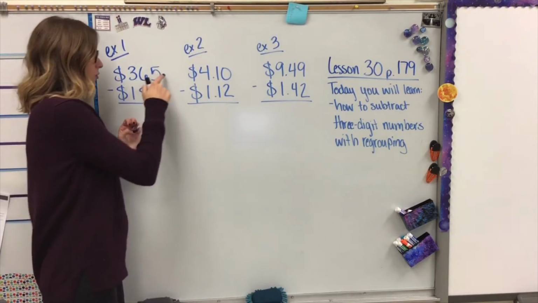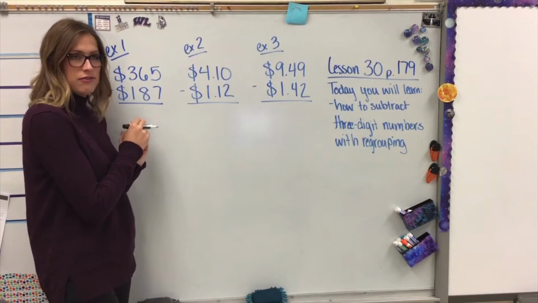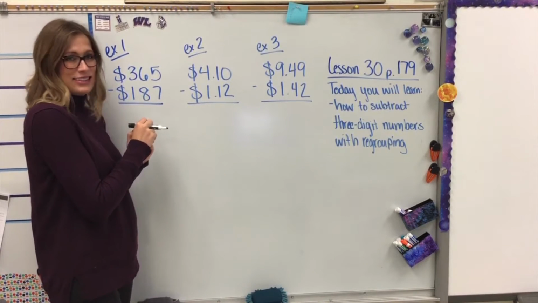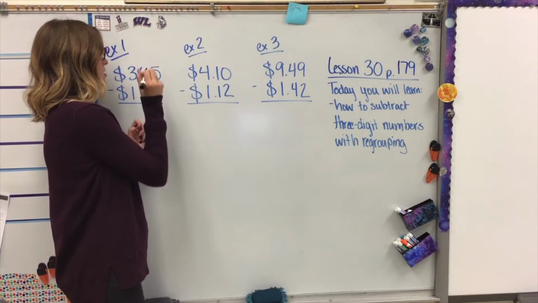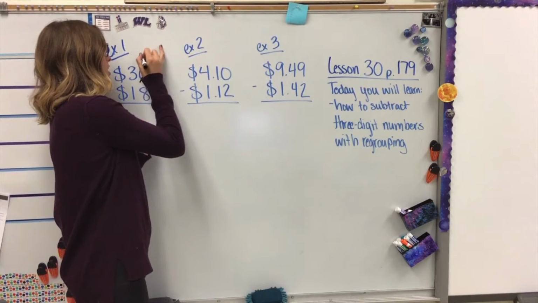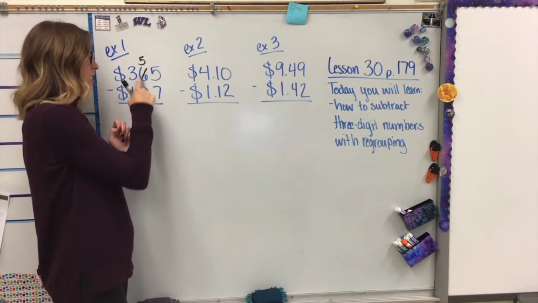Okay? So, 5 minus 7. Is 5 bigger than 7? Nope. So 5 minus 7, can't do that. Cross out the 6. Bring it down 1, so make it a 5. 6 minus 1 is 5.